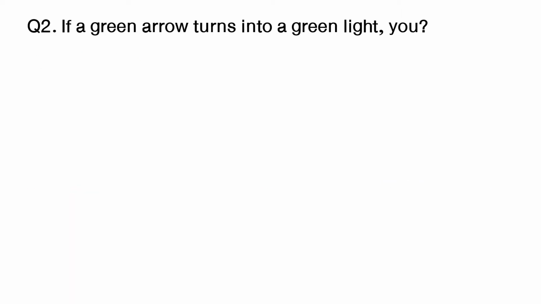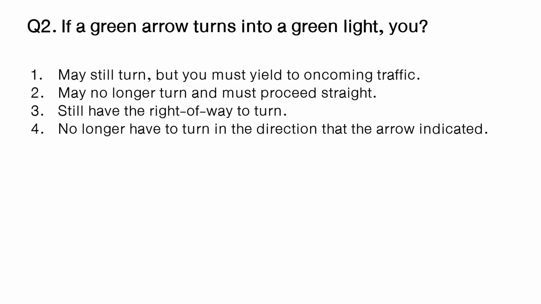Question. If a green arrow turns into a green light, you, option number 1, may still turn but you must yield to oncoming traffic. Option number 2, may no longer turn and must proceed straight. Option number 3, still have the right of way to turn. Option number 4, no longer have to turn in the direction that the arrow indicated.